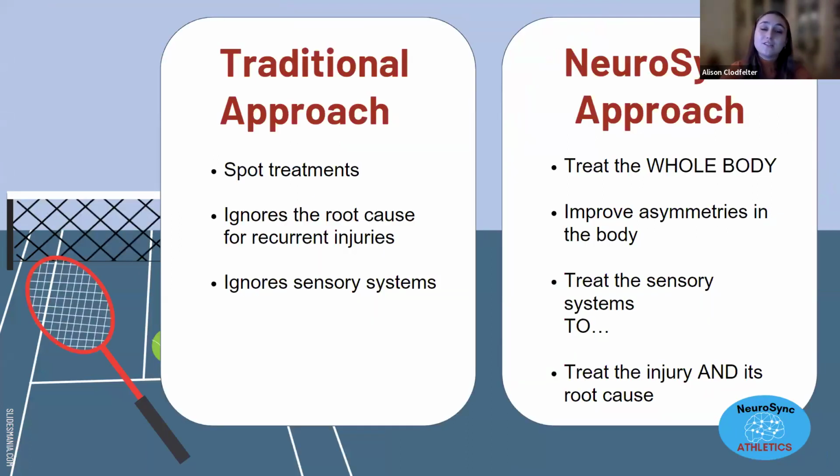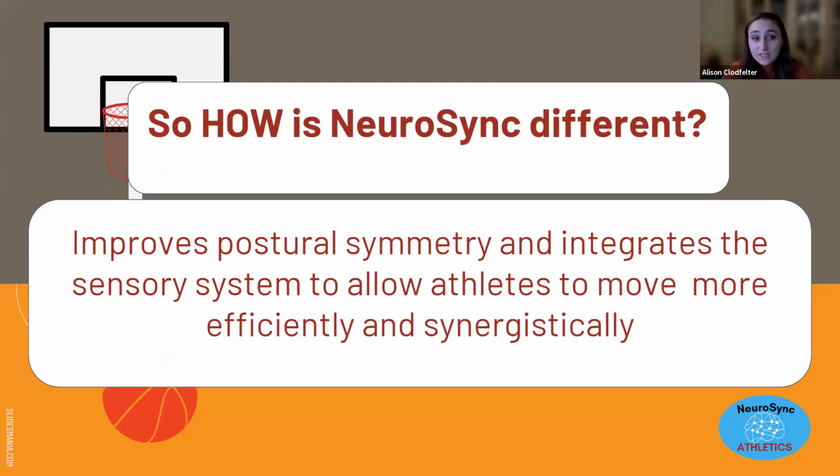Let's compare approaches. So with a traditional therapy approach, a lot of times this includes spot treatments. It ignores the root cause of recurrent injuries and ignores our body's sensory system. But with our Neurosync approach, we're treating the whole body, we're improving asymmetries in our body, and treating the sensory system to treat our injury and its root cause. So how is Neurosync different? We're specifically improving postural symmetry and integrating our sensory system to allow athletes to move more efficiently and synergistically.